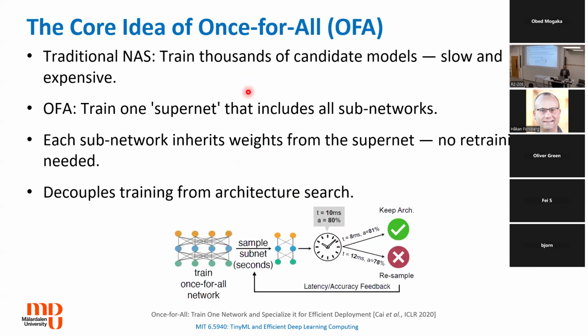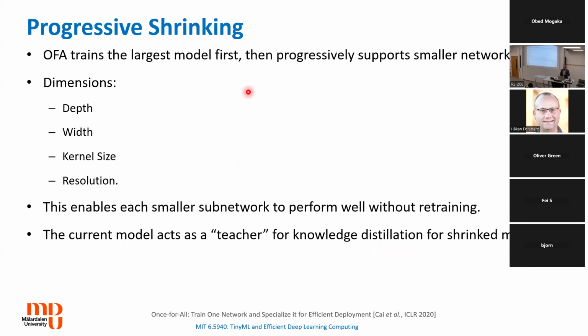So how do we train the supernet? We talked about the dimensions in the supernet: depth, width, kernel size, and image resolution. But how do we train it? We train it by progressive shrinking. The once-for-all method first trains the largest model, the overall supernet, on our data set, like ImageNet, and then it slowly decreases the model size.